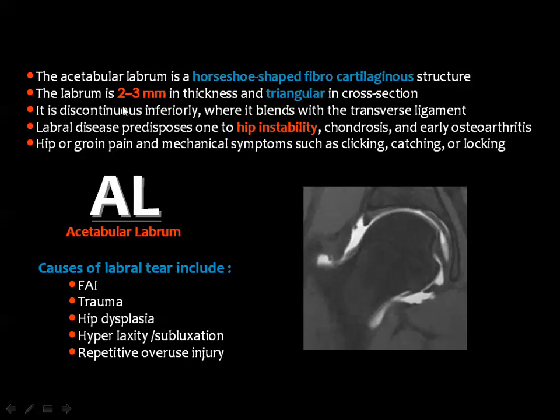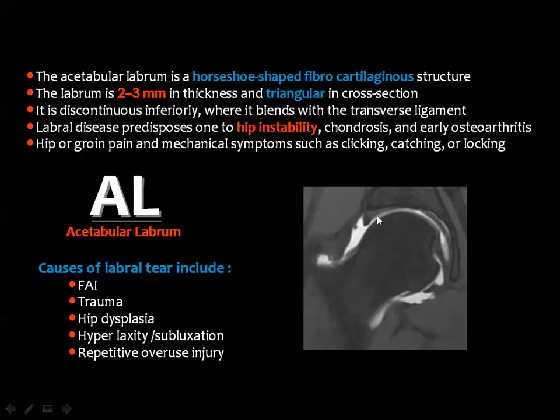Its thickness is about 2 to 3 millimeters, and it is usually defective or discontinuous inferiorly, where it blends with the transverse ligament. The acetabular labrum is one of the major stabilizers of the hip joint. If the labrum is injured or degenerated, this may result in hip instability. The causes of labral tears include, as I have mentioned, femoroacetabular impingement, trauma, hip dysplasia, hyperlaxity, and repetitive overuse injury.